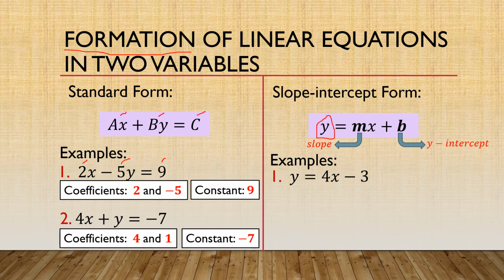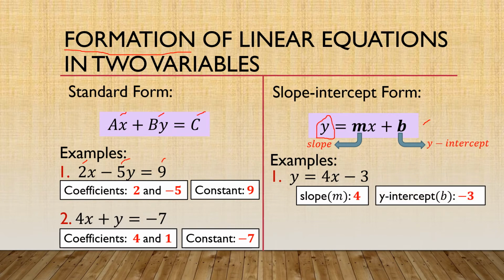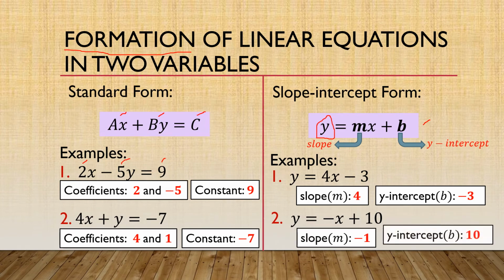Okay, so let's identify the slope. So, y equals mx plus b. So, ano yung m natin? Based from the slope-intercept form na set up. So, our m or the slope is 4. What about the y-intercept? Of course, the y-intercept is negative 3. Next, example number 2. So, we have y equals negative x plus 10. So, what do you think is the slope? Of course, that is negative 1. And the y-intercept is positive 10.